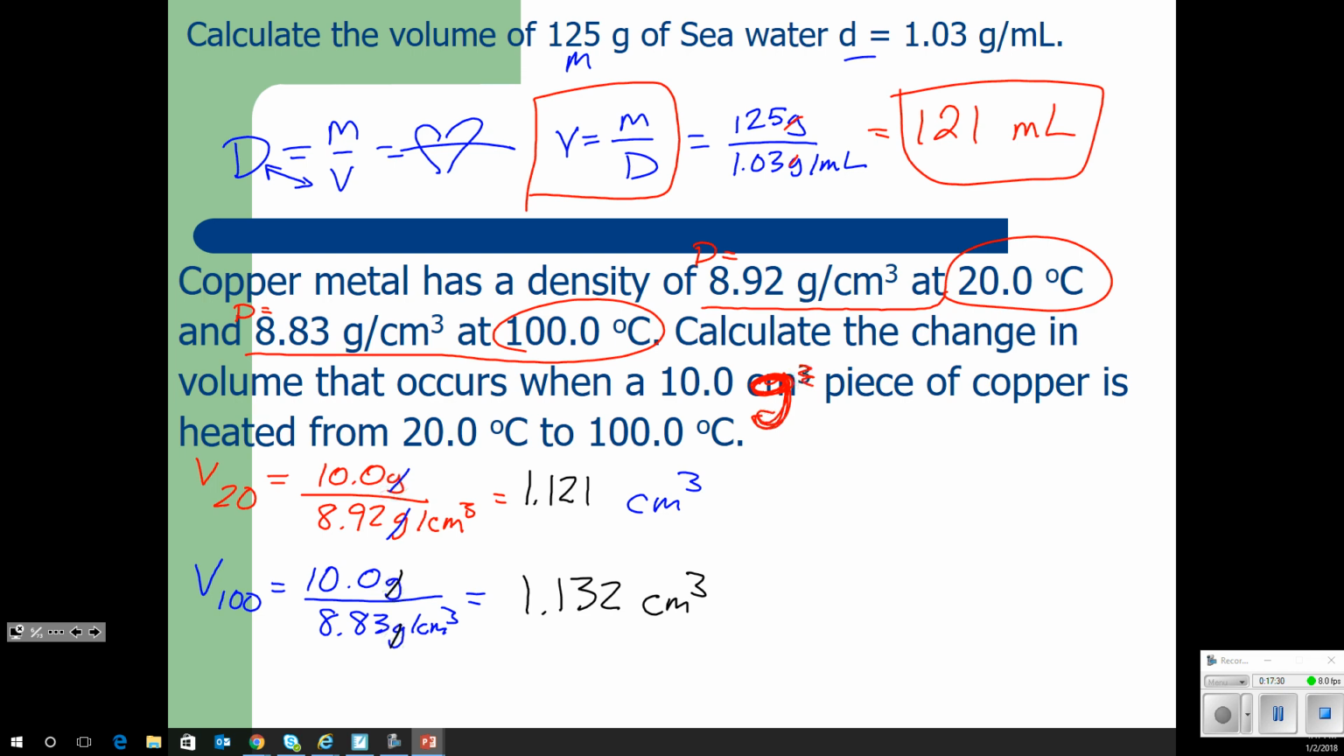Okay, so to find the difference, all I'm going to do is take that 1.132 minus 1.121, and I'll get 0.011. That right there, in centimeters cubed, is how much it has expanded going from 20 degrees to 100 degrees, which isn't a lot, but it's enough that I can measure it. Okay? All right, let's go on.